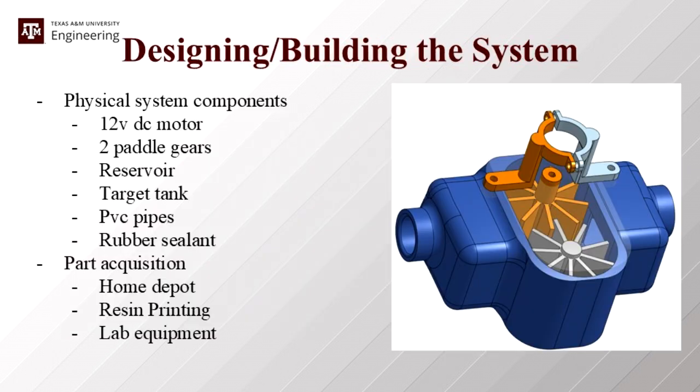Our water level control system was designed using Onshape, a browser-based 3D modeling software. The components of the system are the target tank, a reservoir tank, a loss valve, and the gear pump. The gear pump was powered using a 12-volt DC motor, and the pump itself was resin printed to meet our tolerance specifications. The PVC pipes and the tanks were bought from Home Depot, as well as the bolts to put it together. A rubber sealant was used to make the system watertight. All the electronics were borrowed from the lab.